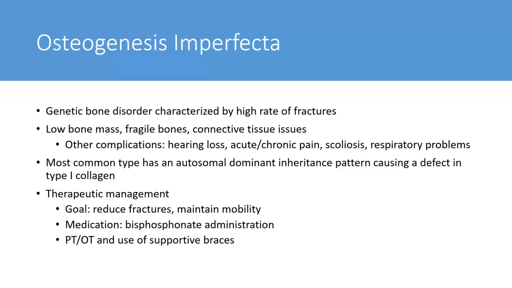So you can take a peek in your text if you're interested in several of the different types of osteogenesis imperfecta. We will focus on this most common type, as that is the one that we will likely see in the clinical setting. Therapeutic management for OI has a goal of reducing fractures and maintaining mobility for the patient. Medications that may be given include bisphosphonate administration. This medication is given to help increase bone mineral density and to hopefully reduce the incidence of fracture. The patient will also need PT and OT and often the use of supportive braces.